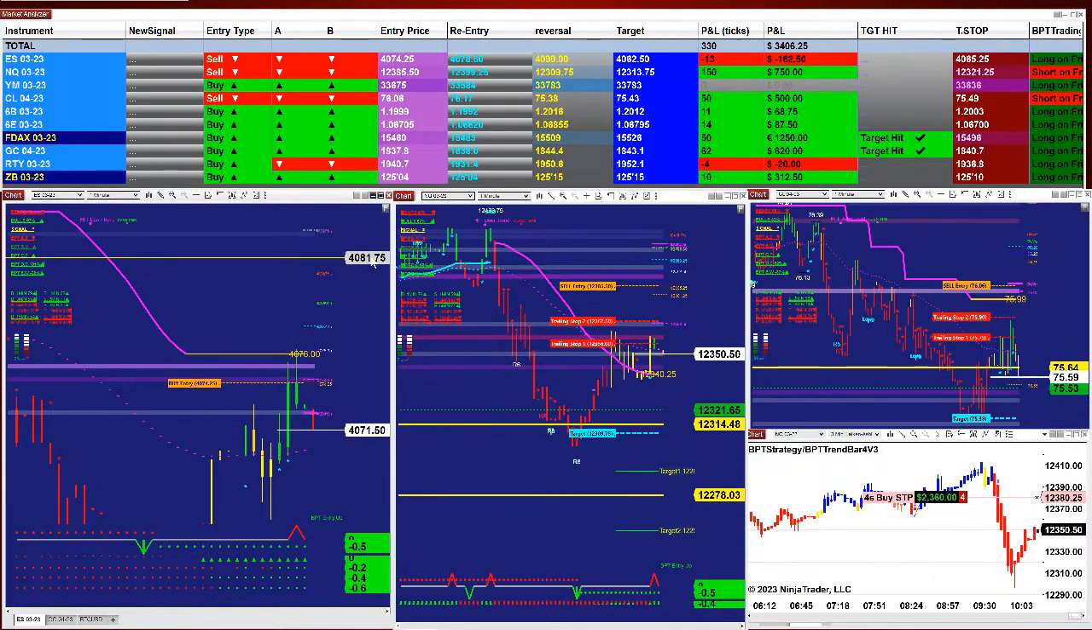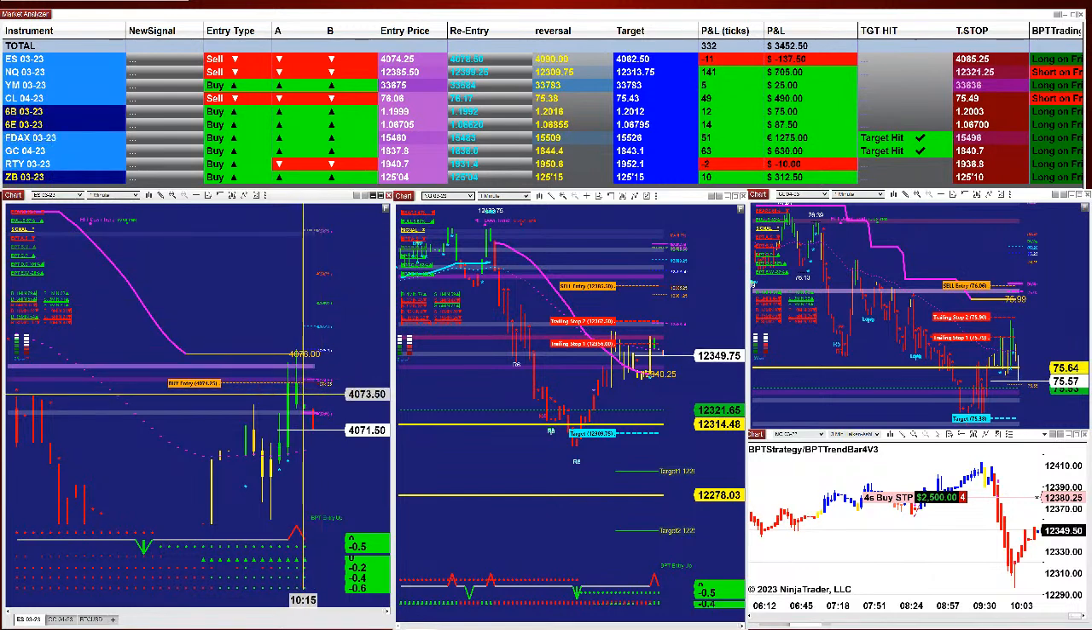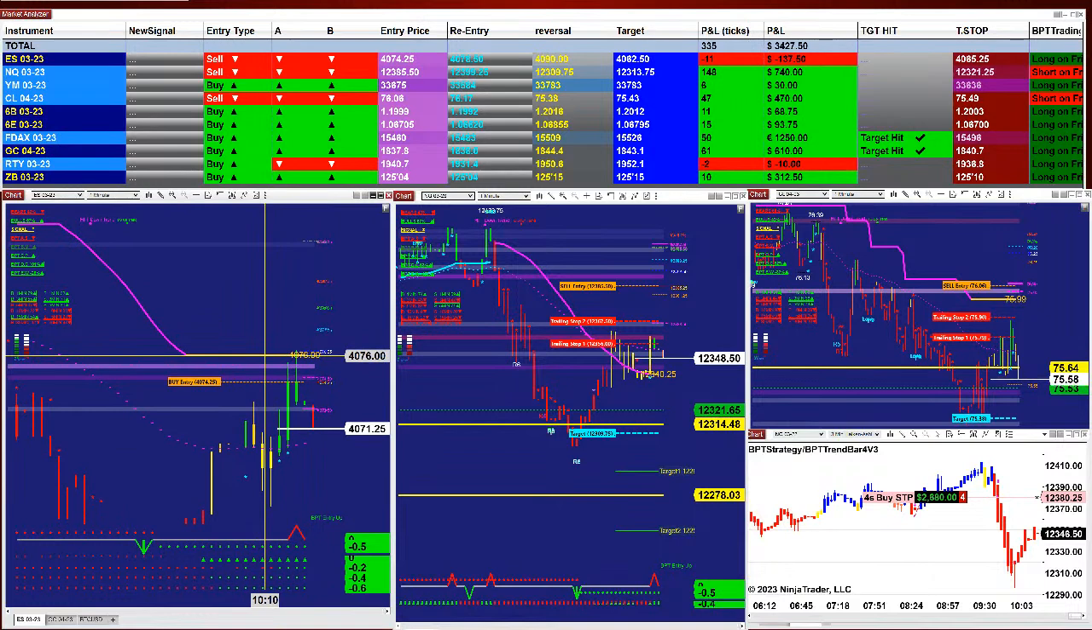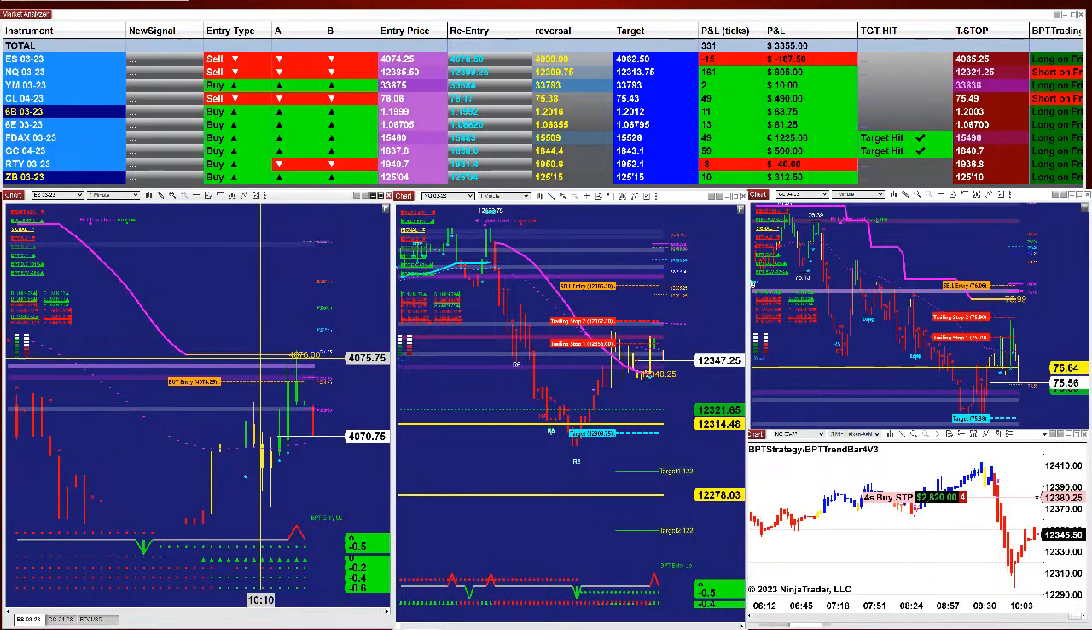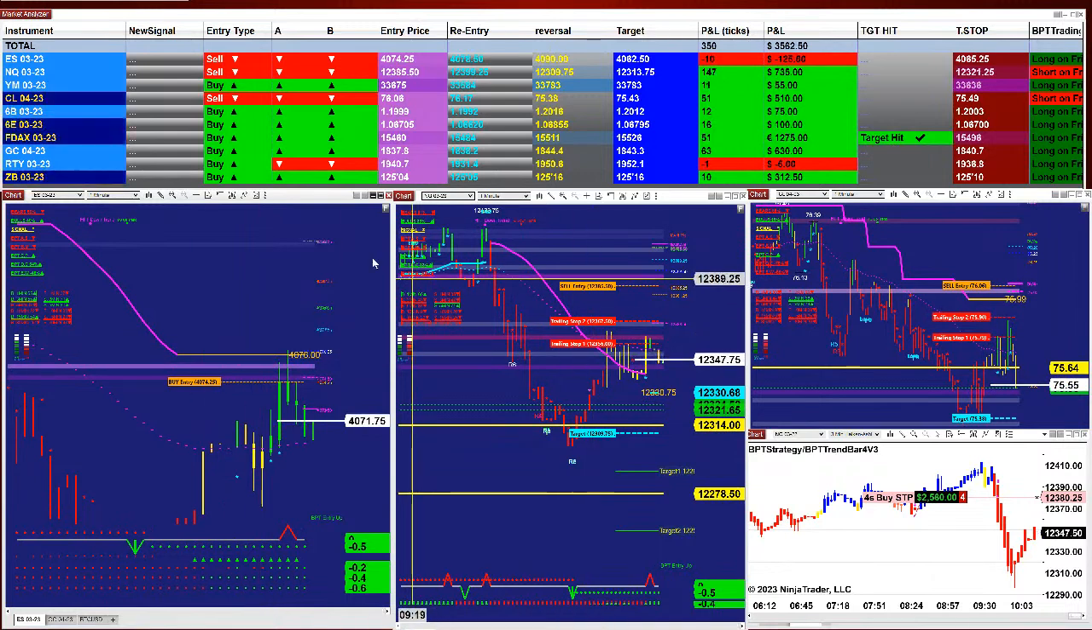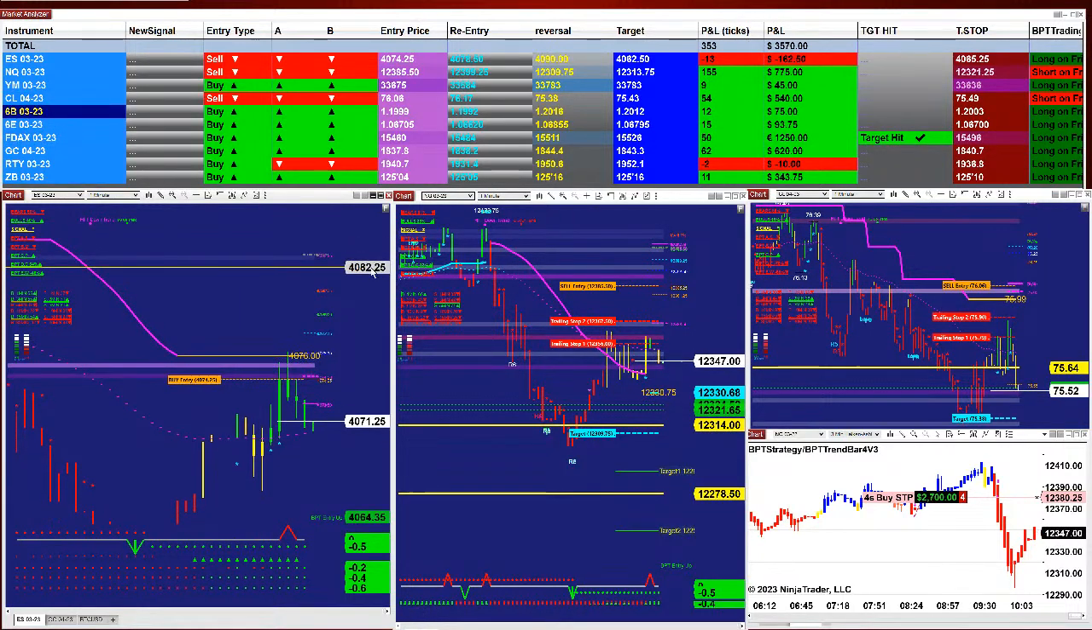And look what happened to the ES. It's having a hell of a time to break that line, 4076. So the key is 4076. And look, it's trying now again, probably until it's been broken.